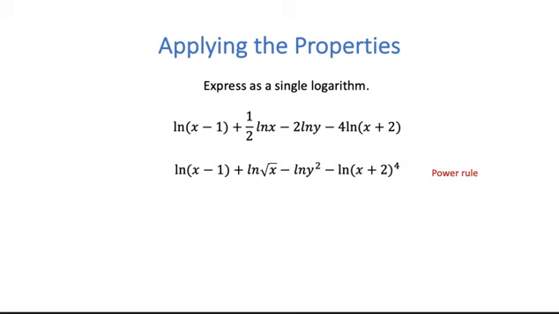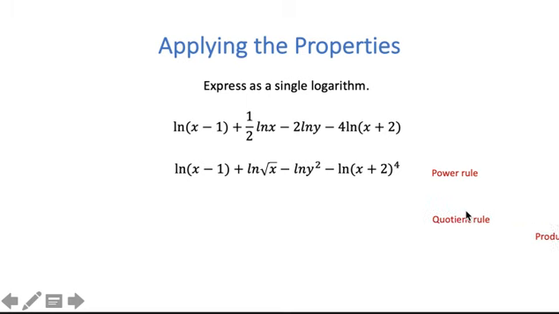So it's equal to the natural log of x minus 1 plus the natural log of the square root of x. Remember, x to the 1/2 is the same as the square root of x. Then we have y squared, and then we have x plus 2, which is in parentheses, to the 4th power.